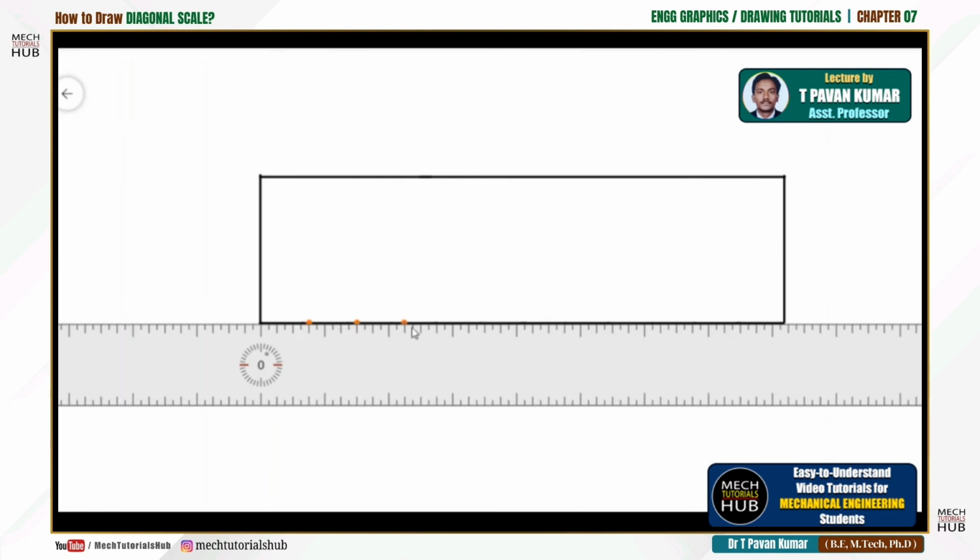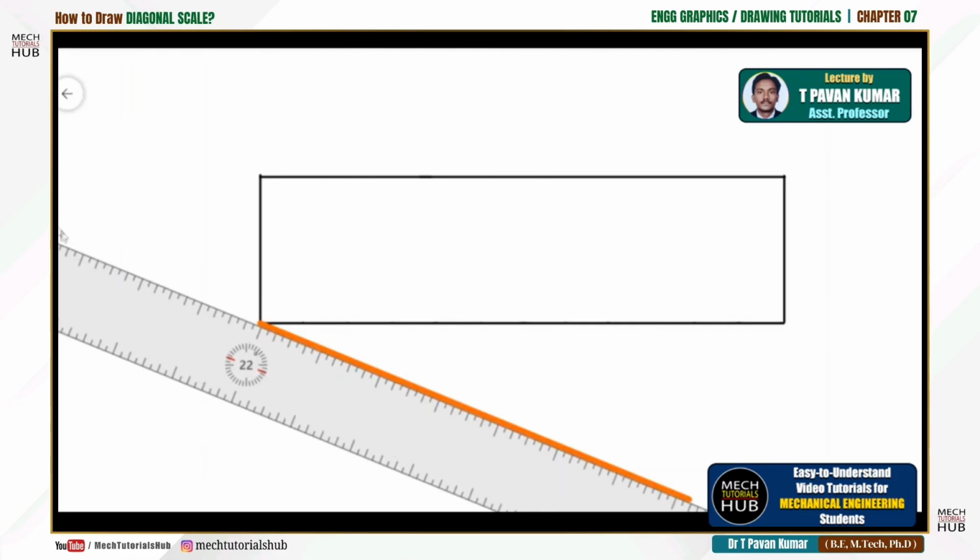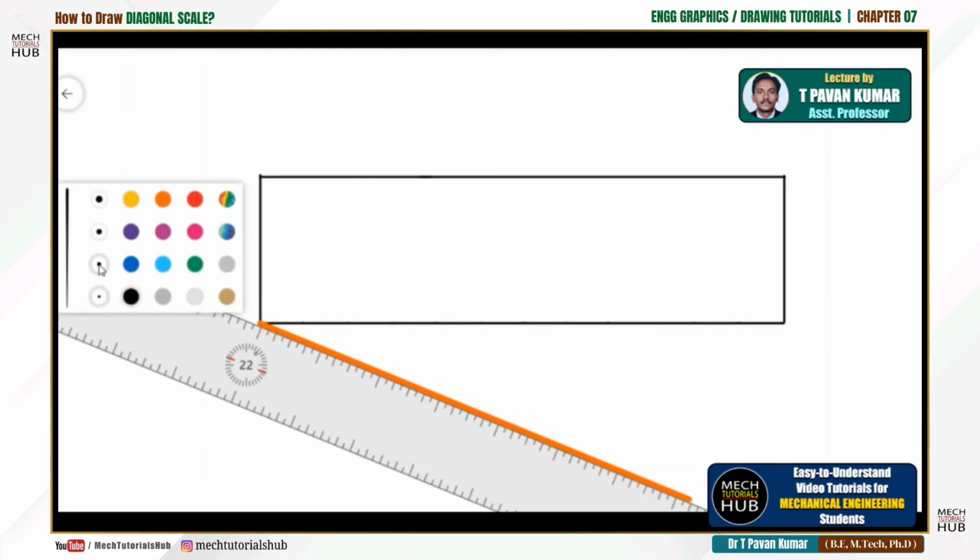Alright, according to the way I have drawn the initial horizontal line, the same thing I'm considering here also, just to read the 2 centimeter dimension. Okay, I'm using some orange color just to make you understand. To divide this horizontal into a number of parts, let me take any acute angle, maybe 20 degrees, 22, 25, 30 degrees. Okay, I have drawn a line.